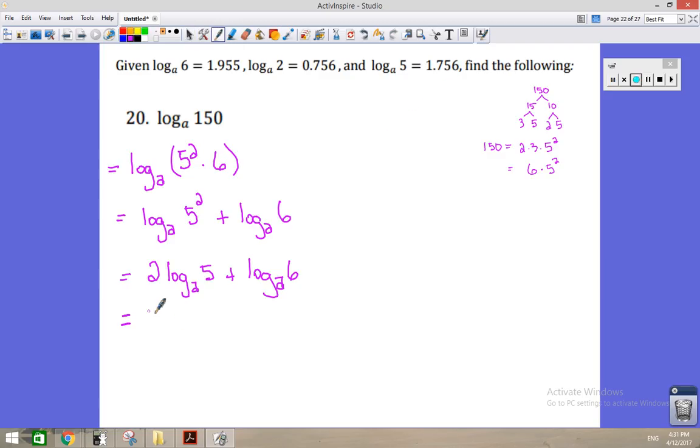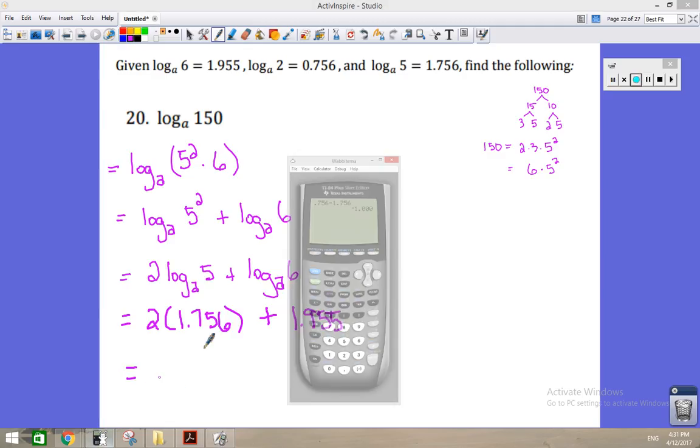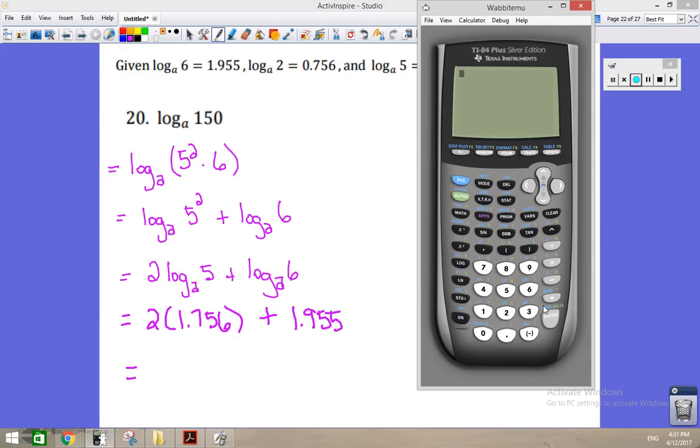So I've got 2 times 1.756 plus 1.955. Alright, so I've got 2 times 1.756 plus 1.955. So, this is my final answer for this problem.